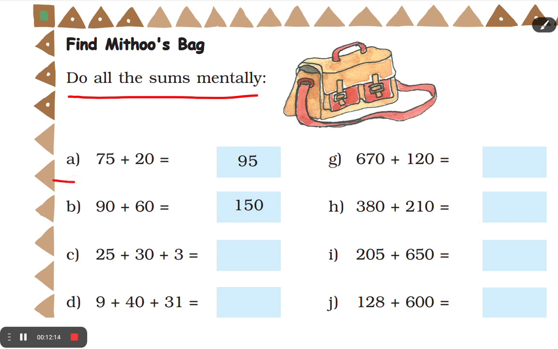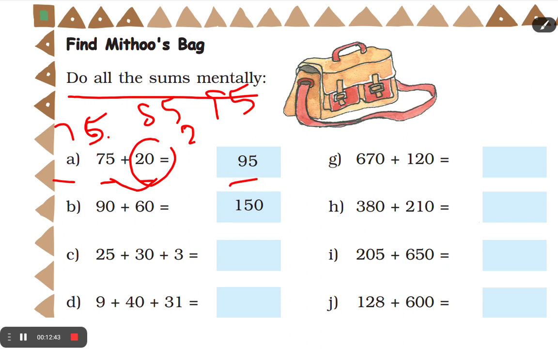So first question you see, 75 plus 20. We already did it mentally. You should recollect the number grid and counting in tens. So 75, how many tens do you have to add? 2 tens. So 75, and then the next 10 is 85, 95. This one you have to do in your mind. So 75 plus 20 is 95.